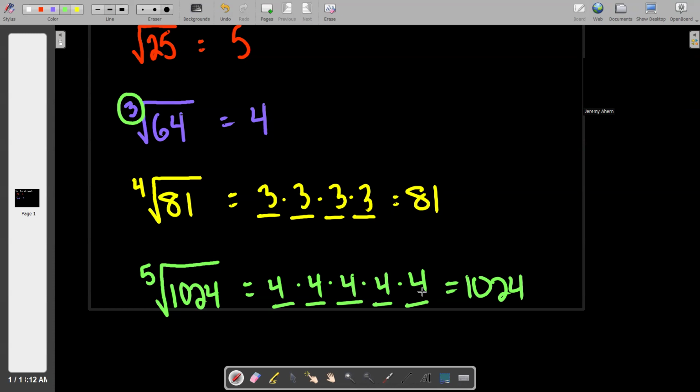So I want you to understand that roots are not division. Okay, if I wanted you to divide by 5, I'd ask you to divide by 5. I'm asking you to come up with what number, when raised to that power on the outside of the radical, makes the number on the inside.